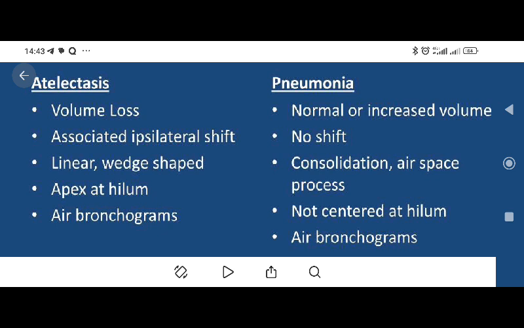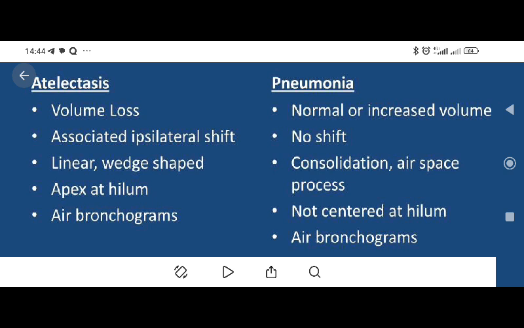While in the third one, linear or wedge shaped, in pneumonia it is consolidation or airspace process. That is consolidation, that is accumulation of fluid. In atelectasis, the apex is at the hilum. Why? Because this occurs mostly when it was an upper lobe collapse. That is the apex of the lungs collapsed. Now you see that the lungs will compress themselves, and the apex of the lungs might even be reaching the hilum of the lungs because there is no air again.